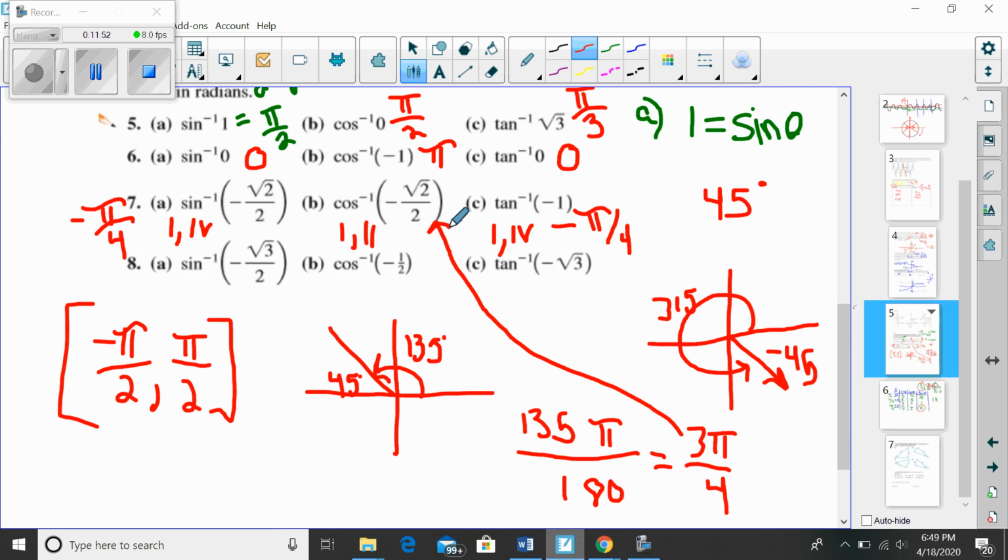Okay, so please pause the video. Go back to this page here with the charts, right, to help you answer A, B, and C here. But again, think about what quadrant you would have to be in. All right, so pause the video and try number 8.